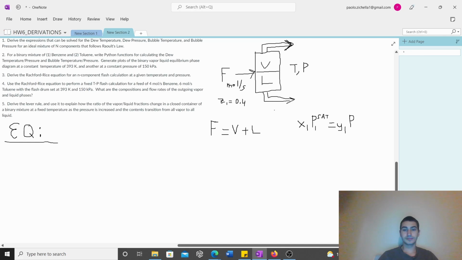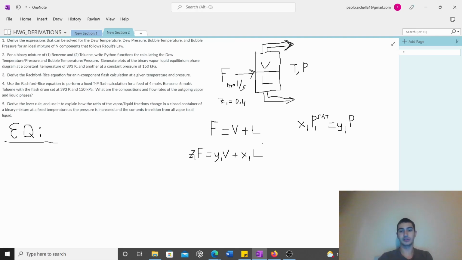And from here, we can also create another mass balance equation. If we multiply the mole fraction of benzene, z1, by the feed F, it's going to be equal to y1, the mole fraction in the vapor phase, multiplied by V, plus x1 multiplied by L. Just simply demonstrating how the mole ratios connect throughout.